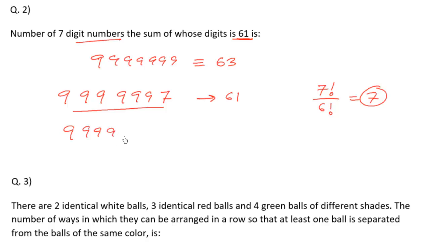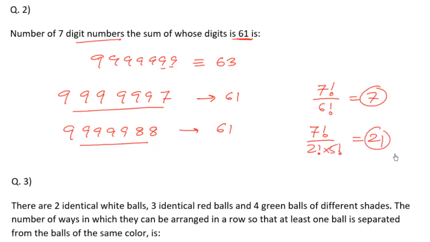Next, if I want to reduce by 2 from the 9s, what I can do is reduce 1 from each of 2 of the 9s. So we can make them 8 each. Thereby again the sum would be 61. Now in this case the arrangement would be 7 factorial divided by 2 factorial into 5 factorial, which on calculation comes out to be 21. Now there is no further way wherein I can have 7 digits whose sum is 61. So we have to add them and the answer becomes 28.